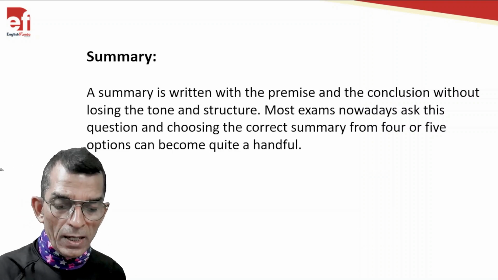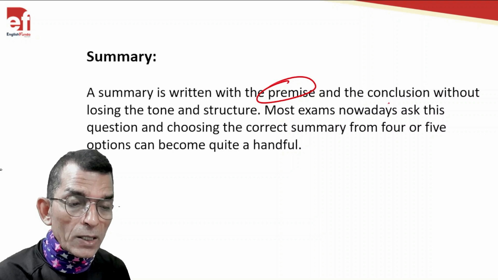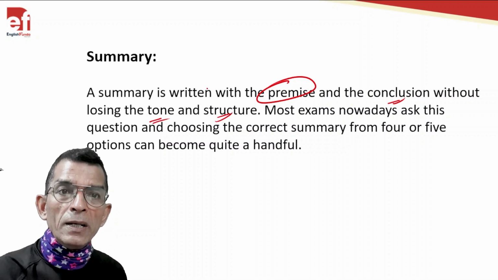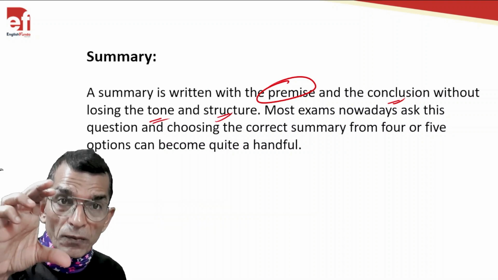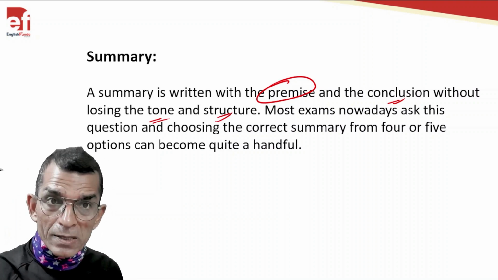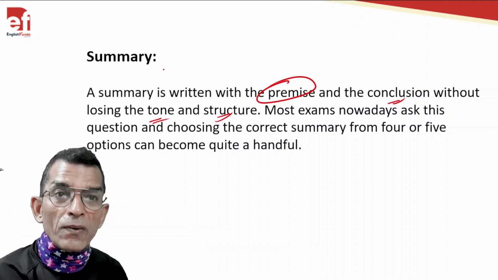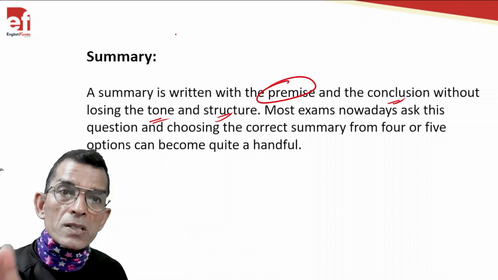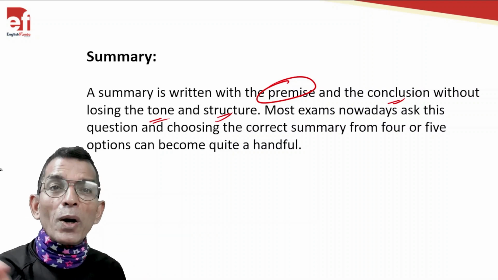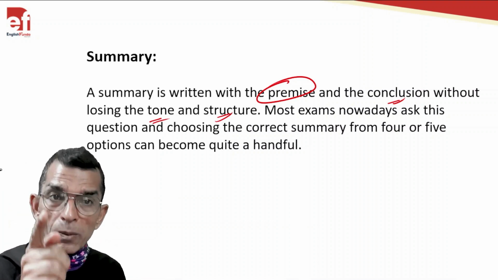Read this here. It says a summary is written with the premise and the conclusion without losing the tone or the structure. Now, what does it mean? When I ask you to write the summary of a passage given to you, I look forward to your writing the premise and the conclusion and not losing the structure. That is, if it's a cause effect relationship, don't change it to, say, a hypothetical relationship, or to something else. You keep the cause effect relationship intact in the summary too.